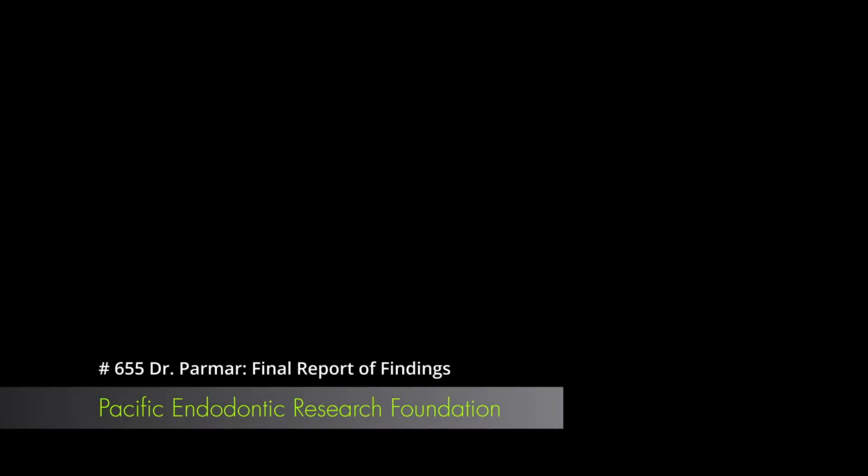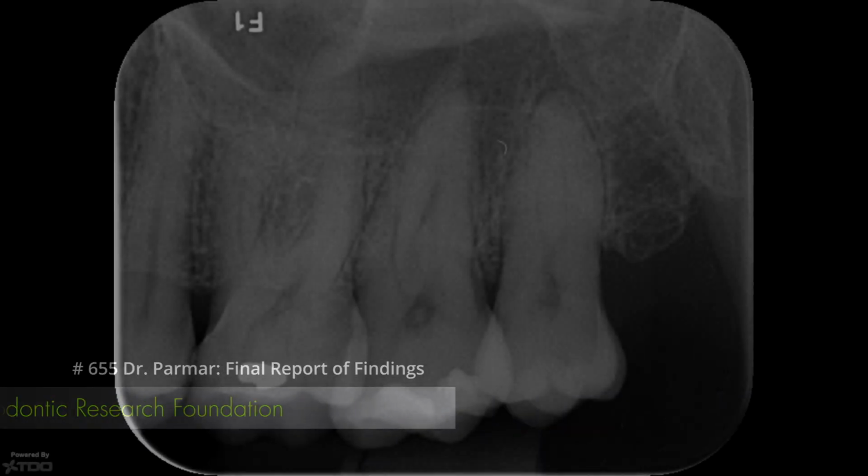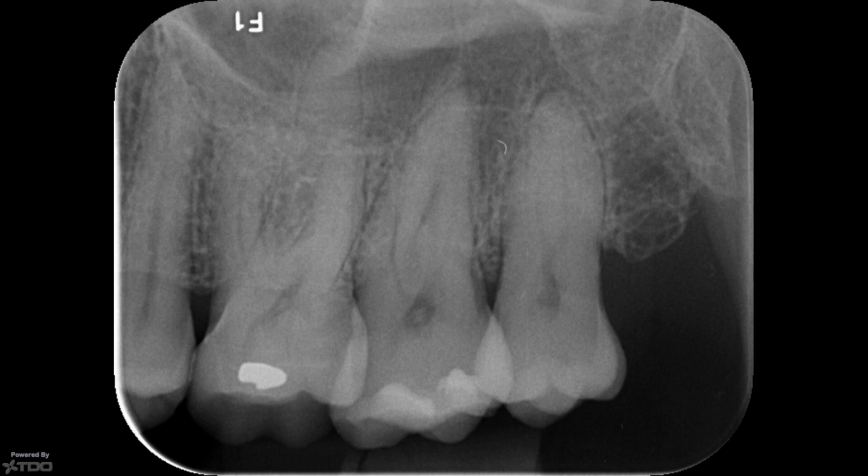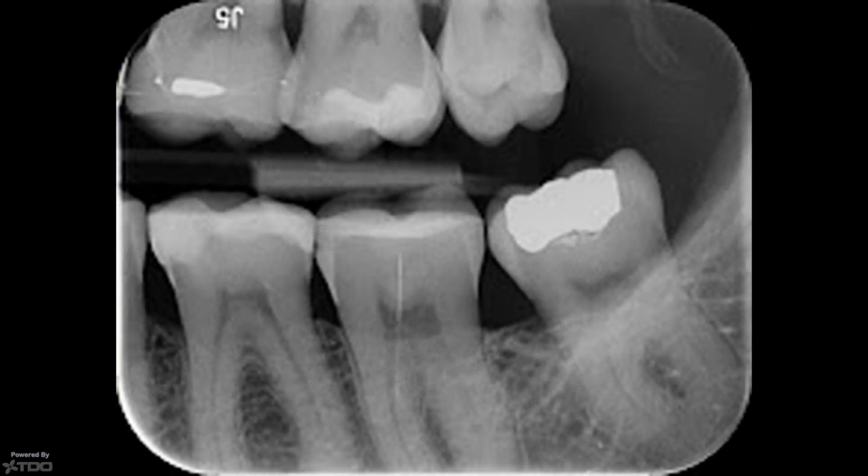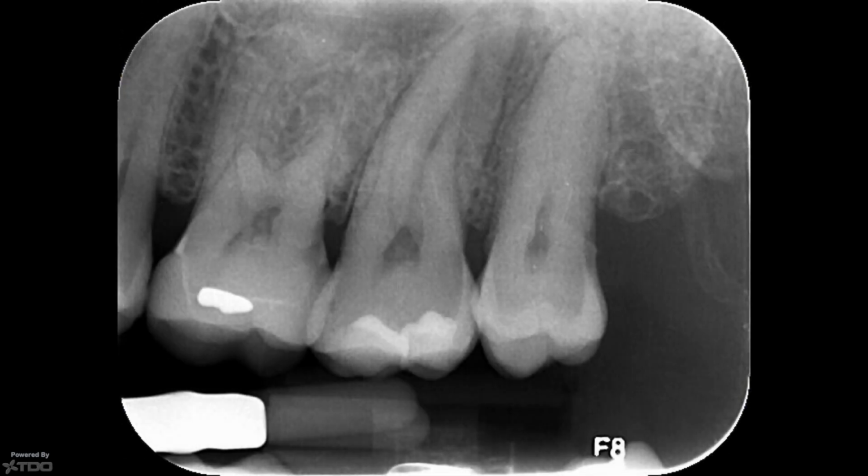This is a case Dakesh Parmar from New Zealand sent me. It had some interesting findings I thought you might be interested in taking a look at. He was treating both the upper left first and second molar. The tooth was in full occlusion.